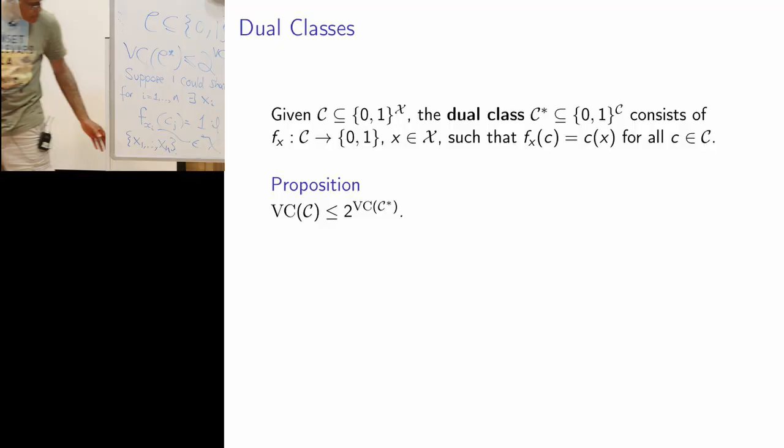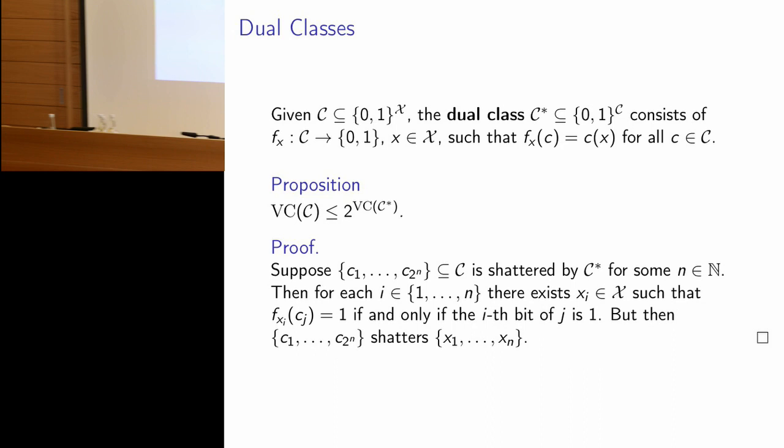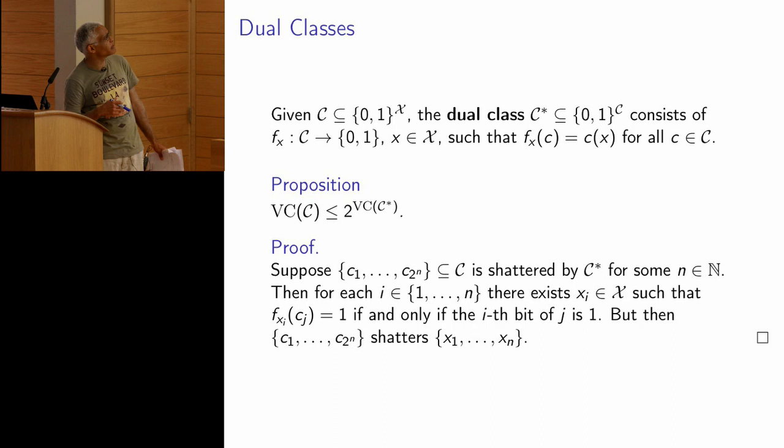We have this upper bound. So in other words, a concept class C is PAC learnable if and only if its dual class is PAC learnable, and we're going to use this result in this kind of approach to this Littlestone-Warmuth conjecture.